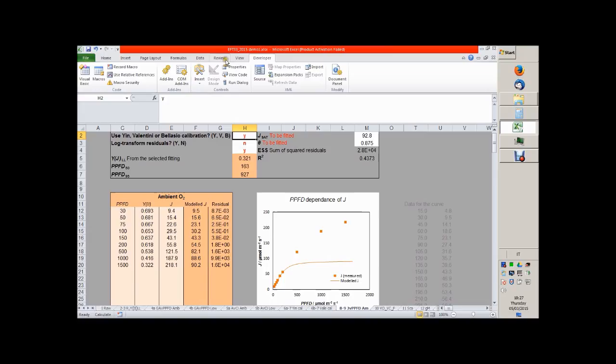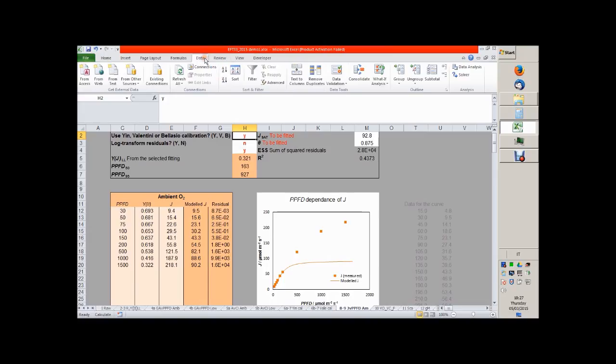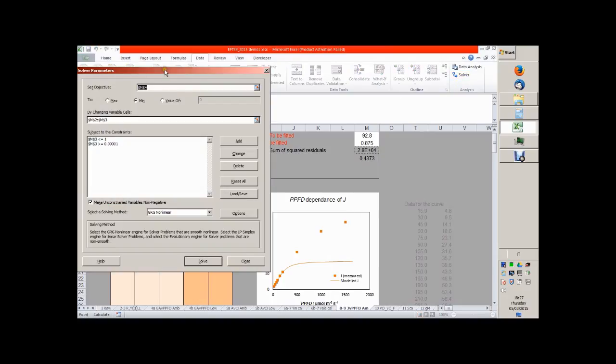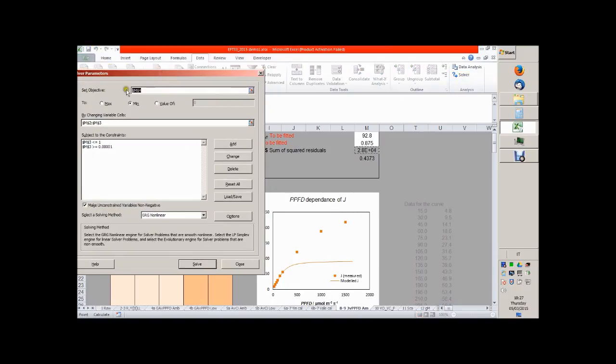The fitting procedure is very similar to what we have seen before. The objective cell in solver is M4, which is the sum of the squared residuals, that is the distance between the function and the data point, and the variable cells are JSAT and theta. Theta is constrained to a value between 0 and 1.